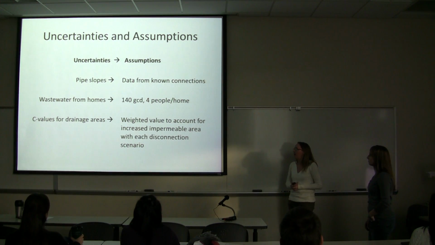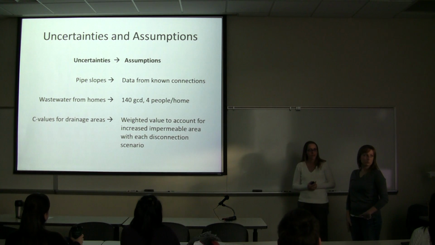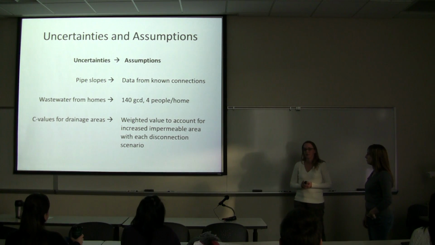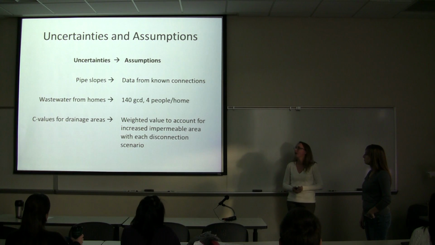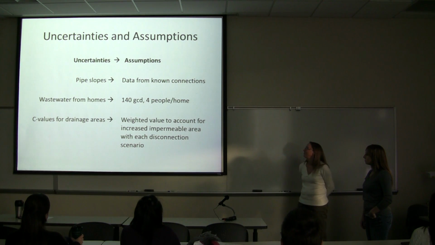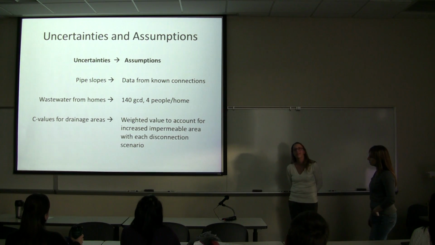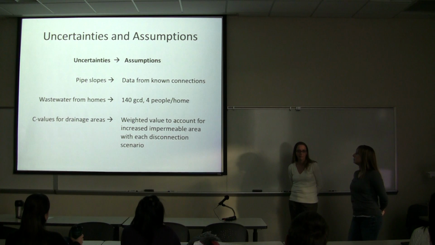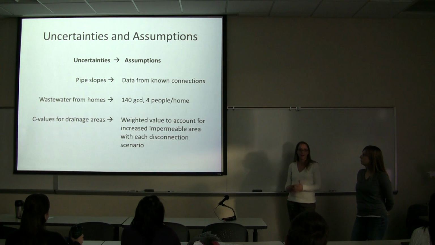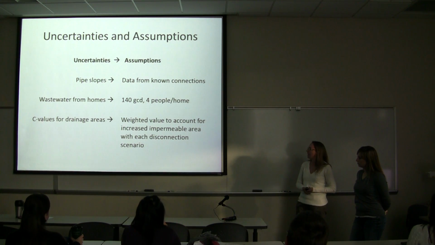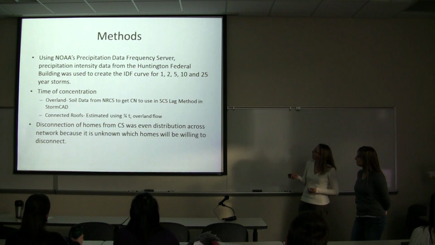Another thing that we needed to think about was the wastewater from the homes. So we assumed 140 gallons per capita per day for worst case scenario, and that there were 4 people per house because national average is 2.5 kids or whatever. And then also we had C values for the drainage areas, which was a large assumption. And a lot of it came from the way the entire collective group got their areas and their C values, using weighted values to account for how much was disconnected impermeable going to the land flow.